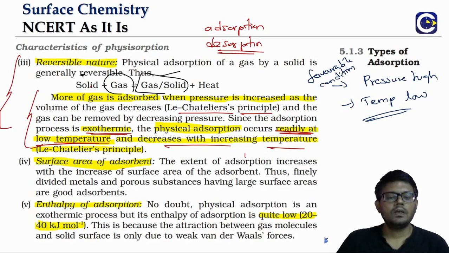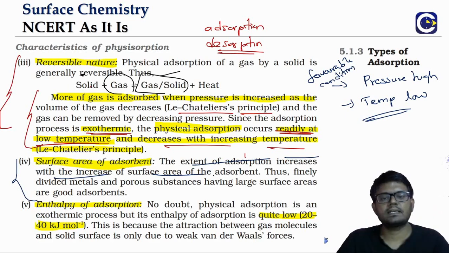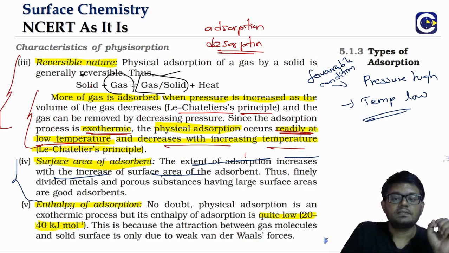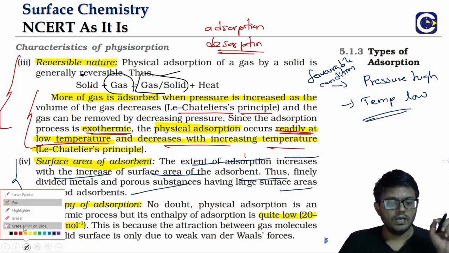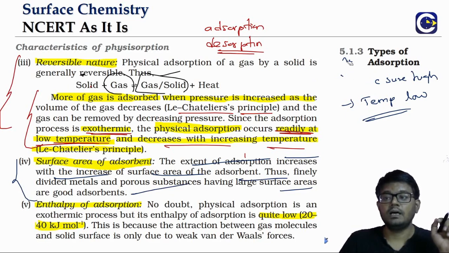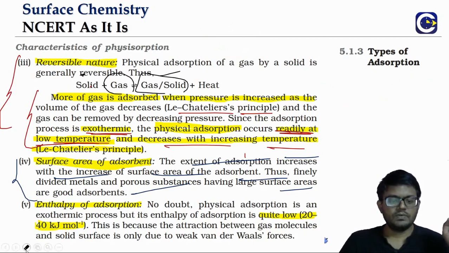Okay. Now the surface area part. The extent of adsorption will increase with increase of surface area. As we have seen, more surface area means more particles can come and settle. And when you have a finely divided metal or a porous substance, that will give larger surface area, and hence they will be able to act as a good adsorbent. That is the reason why in some chemical reactions, when you are using metals as catalyst, you will see the words finely divided. Why? What is the need or advantage of finely dividing?